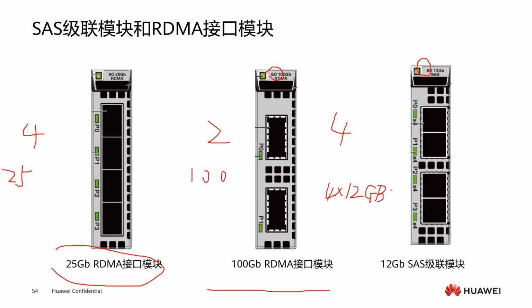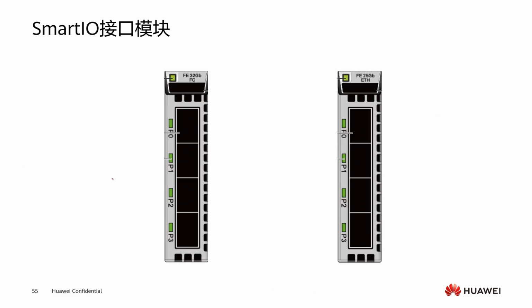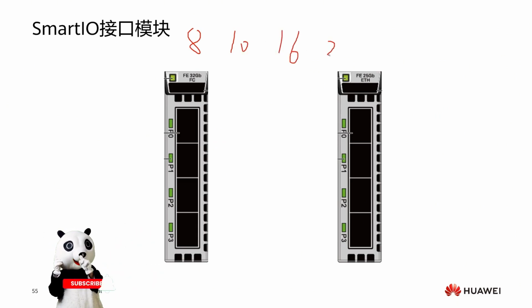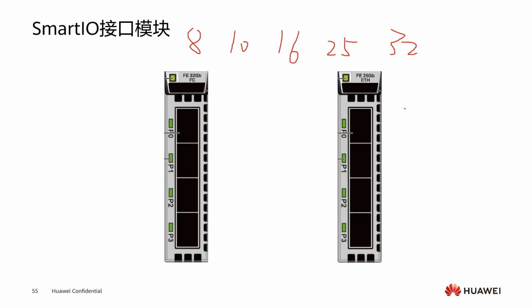The SmartIO interface module supports 8 Gbit, 10 Gbit, 16 Gbit, 25 Gbit, and 32 Gbit per second optical modules, mainly used for the connection between storage devices and application servers. The speed of the optical module needs to be consistent with the rate on the interface module label. Otherwise, the storage system will alarm.